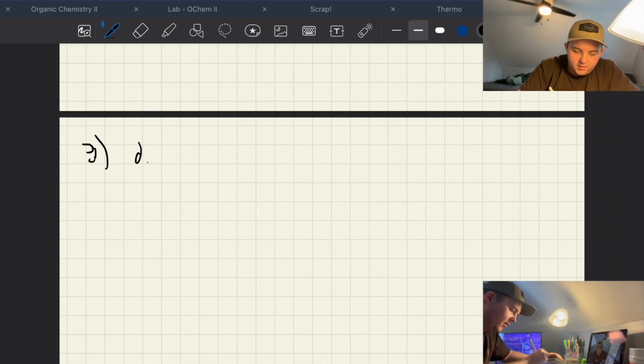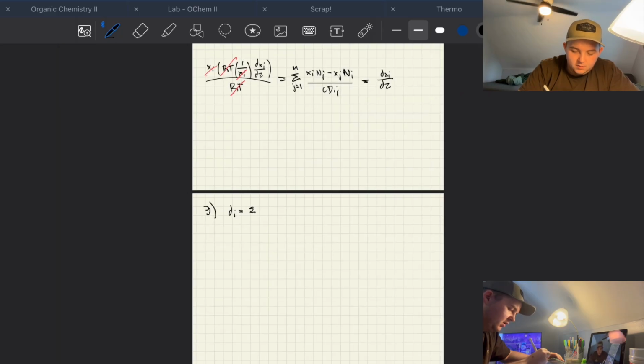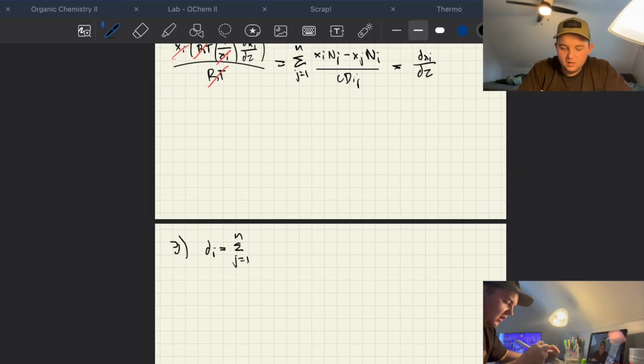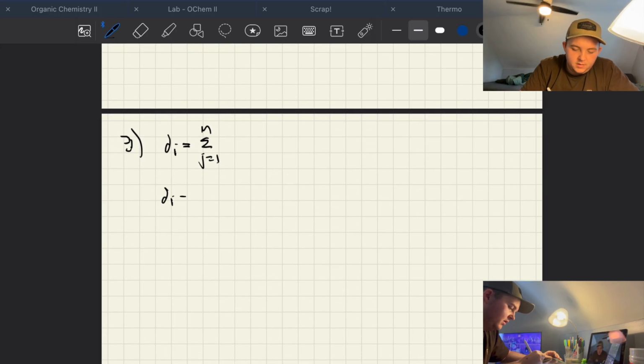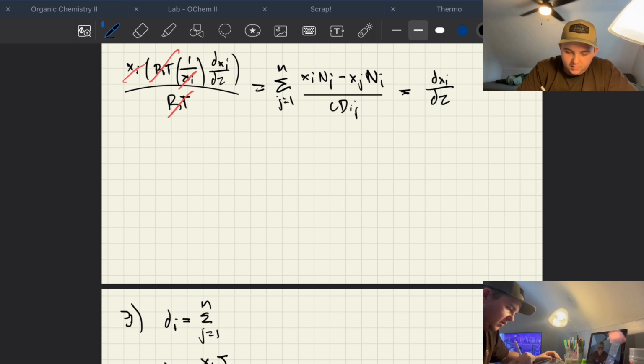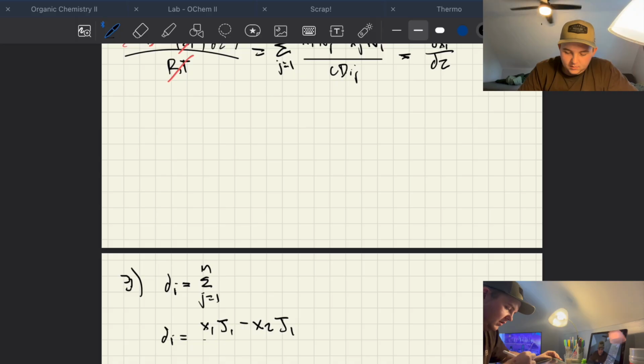So we're going to have our di, which is going to be equal to x1 j, or we're not going to be using the n version, we'll be using the j version, but it still works, or I can still reference it. x2 over c d i, or 1, 1. I don't know why I wrote that as a 2.